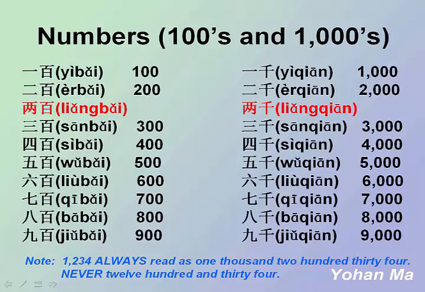And beyond 百, beyond 100, that's 1,000. 千, that's 1,000. 2000, 3000, 4000, 5000, 6000, 7000, 8000, 9000.